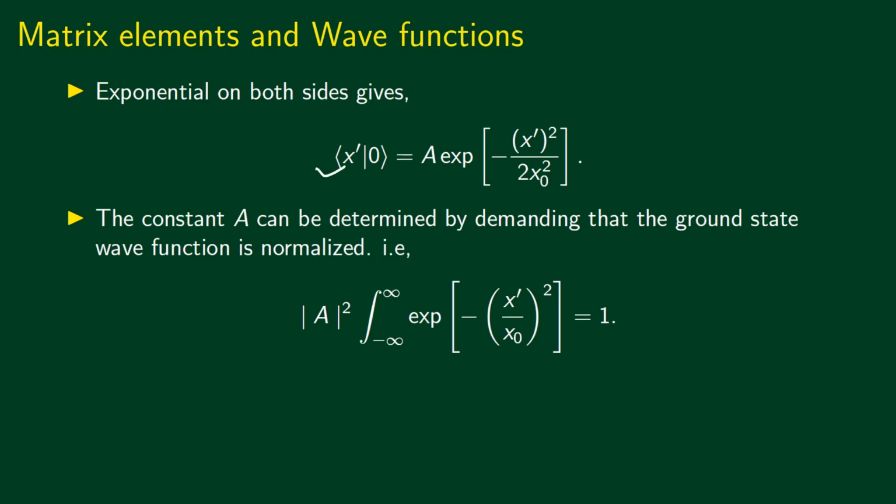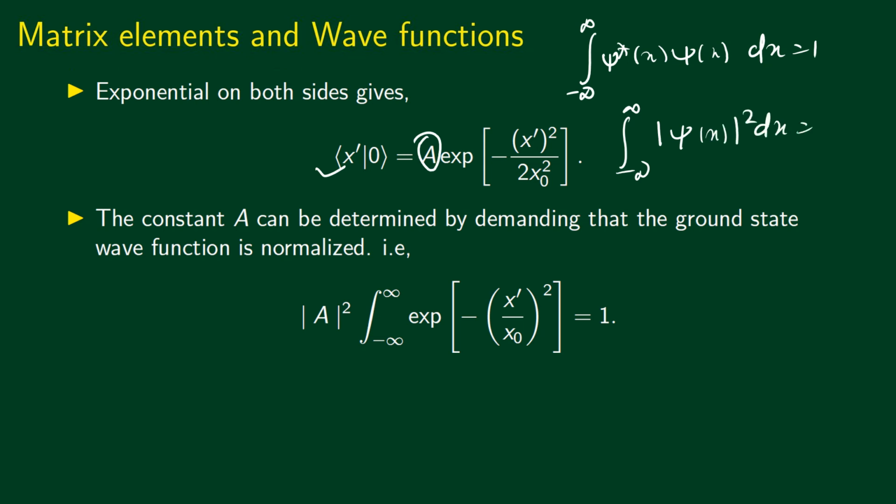We now have the ground state energy eigenfunction. There is still an undetermined constant in here, and it can be determined by demanding the normalization condition. A wave function is said to be normalized if it satisfies the integral from minus infinity to infinity of psi star of x psi of x dx equal to 1, or the integral from minus infinity to infinity of modulus psi of x squared dx equal to 1. So the requirement that this wave function is normalized becomes modulus a squared times the integral from minus infinity to infinity of exponential of minus x prime squared divided by x0 squared has to be equal to 1.